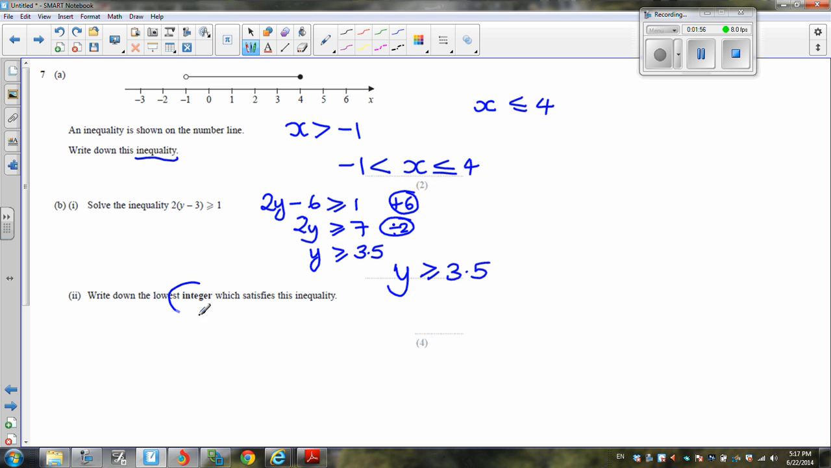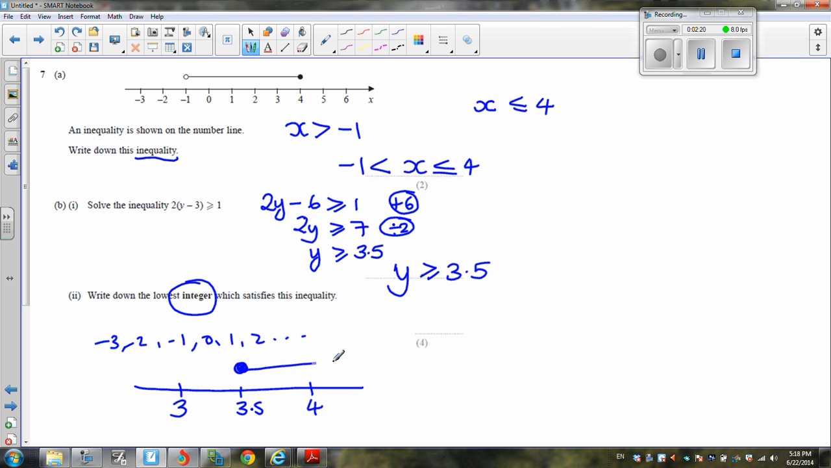Now the question says, what is the lowest integer which satisfies this inequality? Now the integers are the numbers like -3, -2, -1, 0, 1, 2. They're the whole numbers. If you look at this on a number line, if y is greater than or equal to 3.5, if we just have 3.5 there, which means 3 is there and 4 is there, greater than or equal to 3.5 is all the numbers from 3.5 upwards. And the first integer that you get to is 4. So the lowest integer which satisfies this, because 5 would also, so would 6, but the lowest one is actually 4.